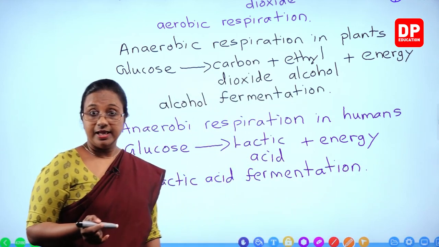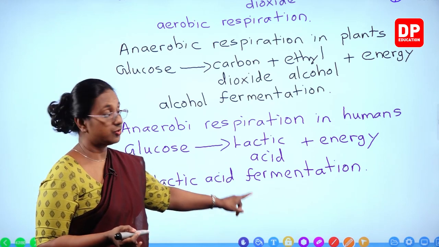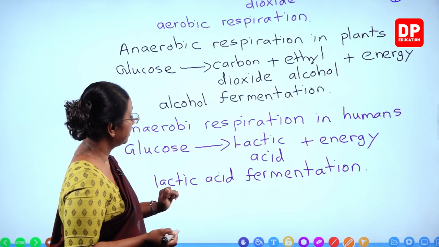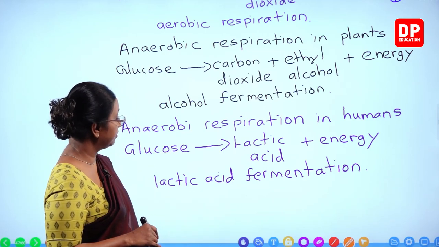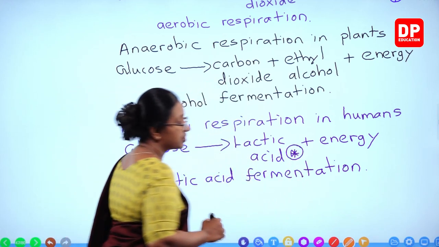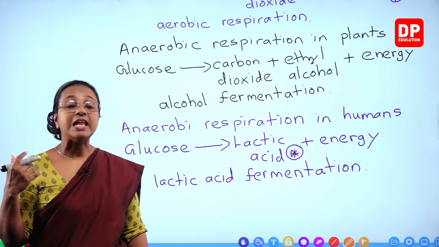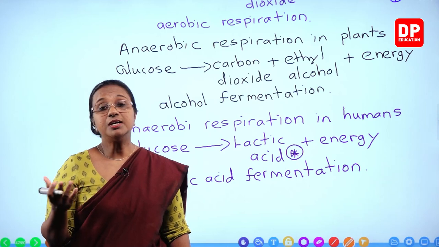So anaerobic respiration is known as fermentation also. In plants, it's alcohol fermentation. In animals or the human body, it is lactic acid fermentation. Now, this lactic acid is the one that causes the cramps. When the lactic acid accumulates in muscle cells, it leads to a cramp.